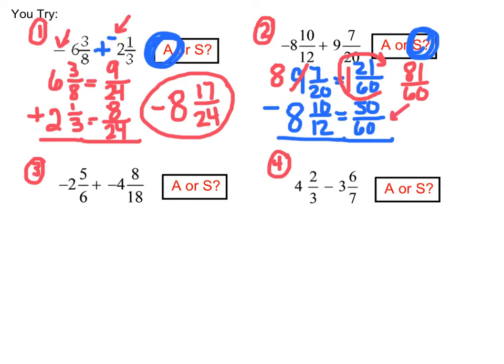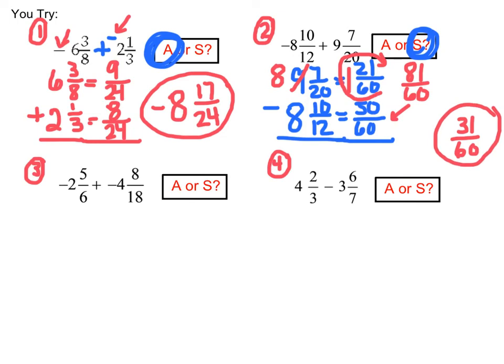Now we can go ahead and subtract 81/60 minus 50/60, which is 31/60. And then our whole numbers in the front, 8 minus 8 is 0. So now the only thing left is to check if my answer is going to be negative or positive. So I go back up here to the top. The 9 and 7/20 is larger, and it's positive, so that means my answer is positive. So the final answer for number 2 is 31/60.